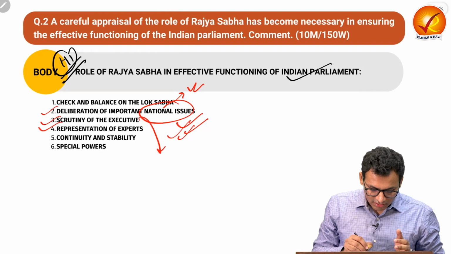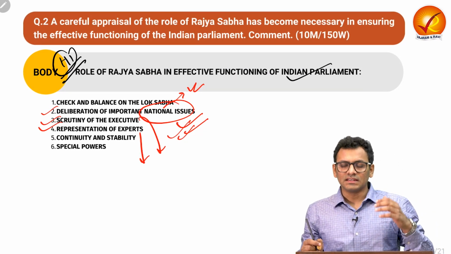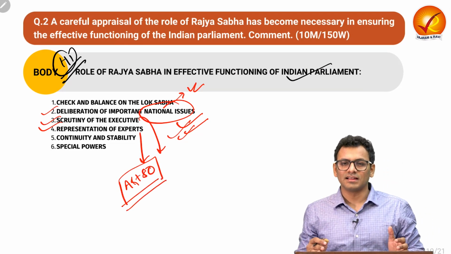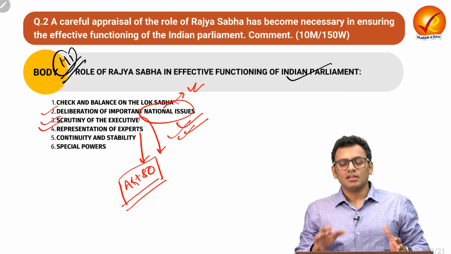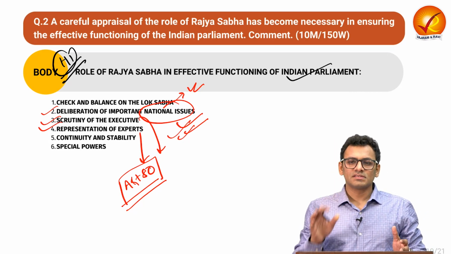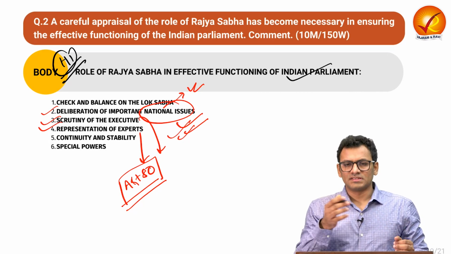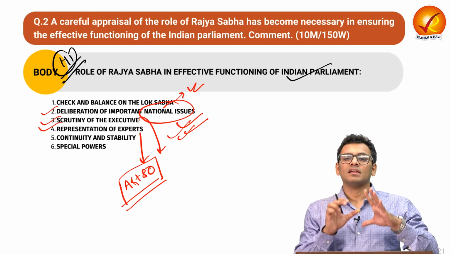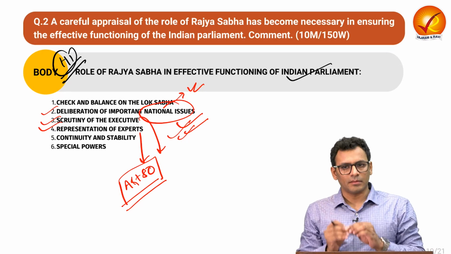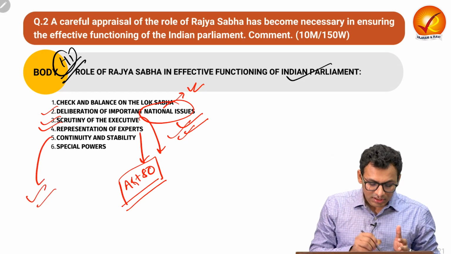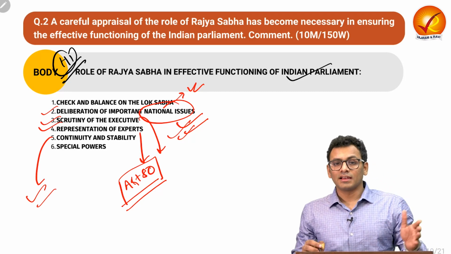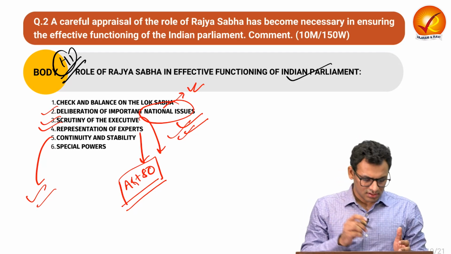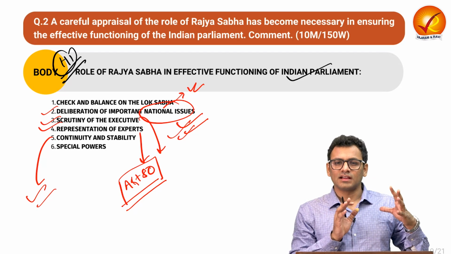The fourth is the representation of experts. In Article 80, Rajya Sabha has certain possibilities where experts can be given space for their representation in the House. Through the representation of experts, we can understand the issues in depth. Fifth is continuity and stability. Unlike Lok Sabha, Rajya Sabha is a continuous house, as in it is not dissolved, and thus it provides for certain stability.